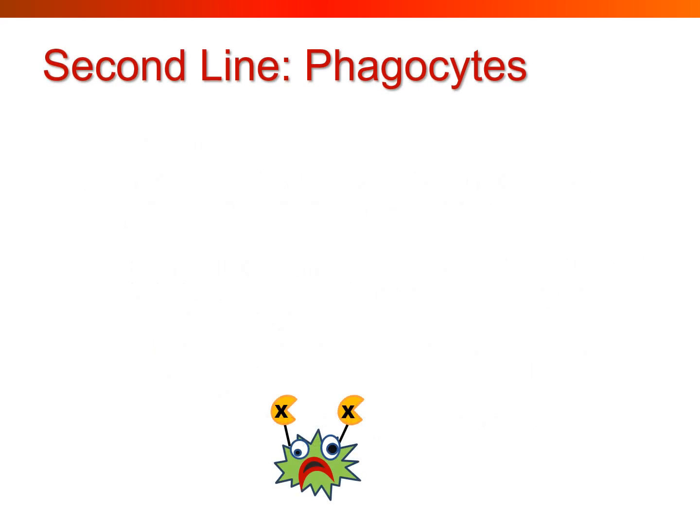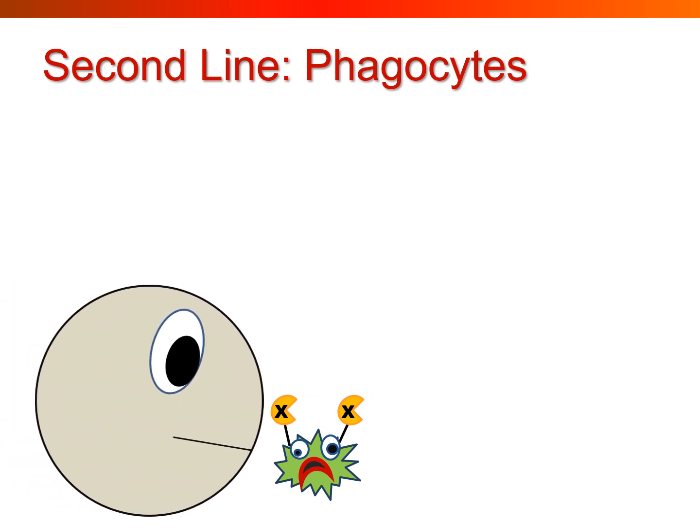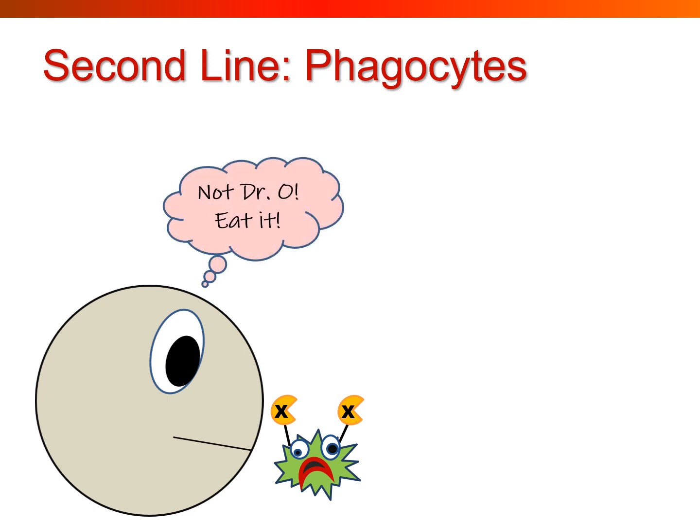So let's say that this is our microbe, and on the surface we've got these little X markers, and that's not something that needs to be in the body. So here comes our white blood cell, and it's going to look at those little X markers, and it's going to make a determination that this is not where it's supposed to be, and it will eat it. So that's basically how that works.